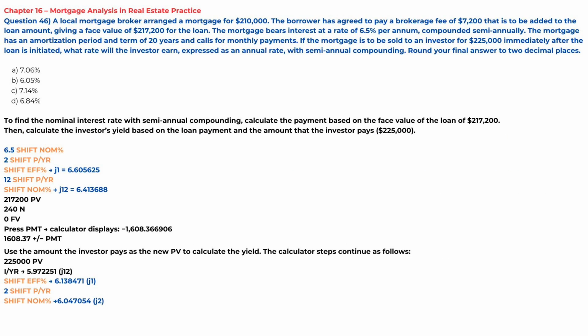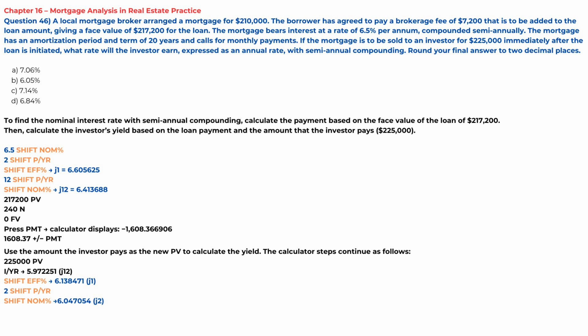Question 46. A local mortgage broker arranged a mortgage for $210,000. The borrower has agreed to pay a brokerage fee of $7,200 that is to be added to the loan amount, giving a face value of $270,200 for the loan. The mortgage bears interest at a rate of 6.5% per annum, compounded semi-annually. The mortgage has an amortization period and term of 20 years and calls for monthly payments. If the mortgage is to be sold to an investor for $225,000 immediately after the loan is initiated, what rate will the investor earn, expressed as an annual rate with semi-annual compounding? Round your final answer to 2 decimal places.